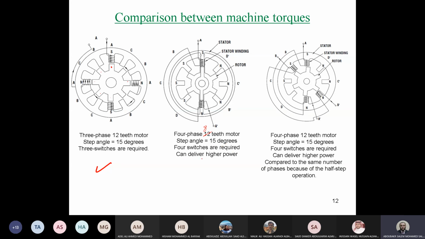However, this type can deliver higher power. This one can deliver higher power. Why? Why can this one deliver higher power?